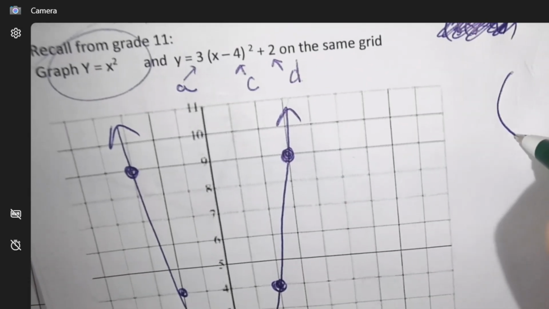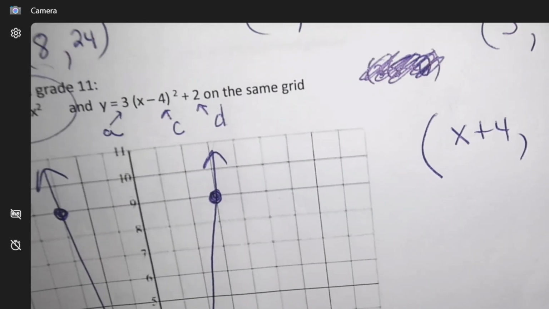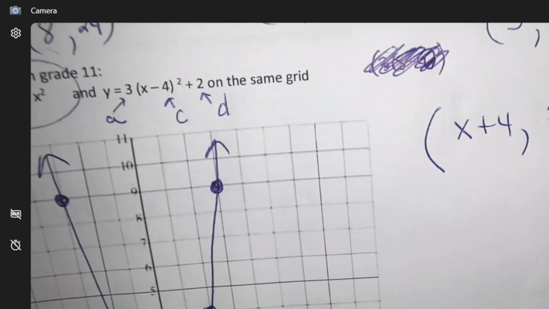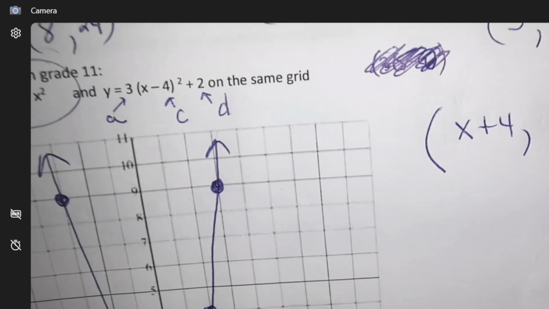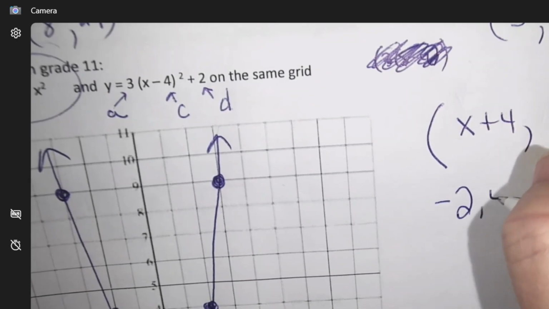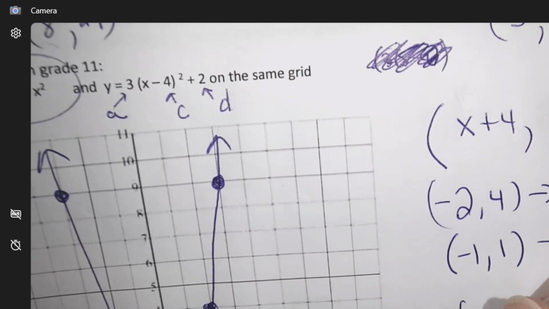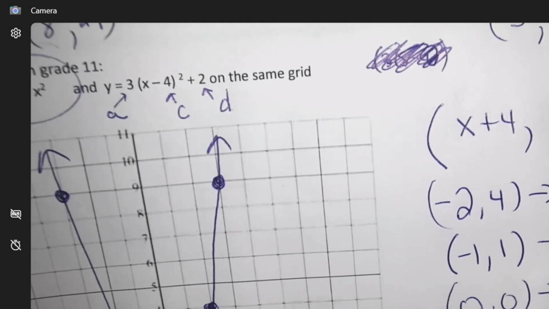So here we go. X plus 4, 3Y plus 2. Okay, I'm going to take a sample of coordinates and then change them to see what my new graph looks like. So I'm going to probably go, I'm not going to do all of them. I'm going to go -2, 4. I'm going to do -1, 1. I'm going to be 0, 0, 2, no, I missed one, 1, 1.